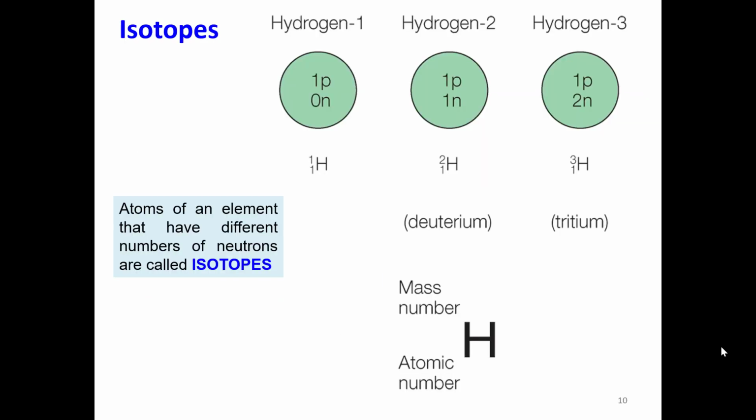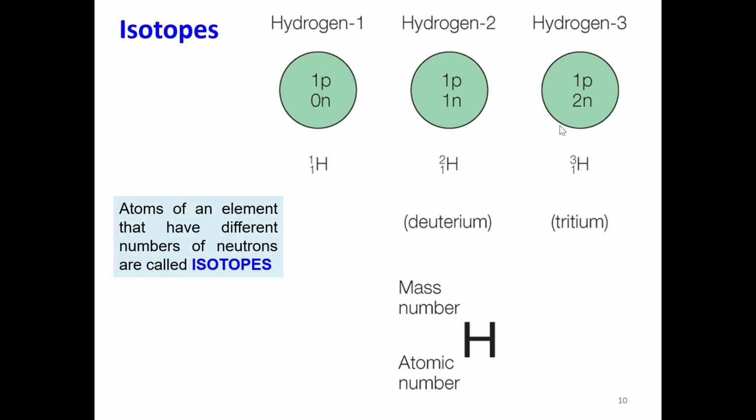Another concept that I would like to review before discussing each of the nuclear reactions in detail is the isotope concept. Remember, isotopes are atoms of an element that have different numbers of neutrons. In this example, we had 3 different kinds of isotopes of hydrogen. And we can see the number of neutrons is different in each isotope. However, the number of protons is the same, because if the number of protons changes, we will have a different element.